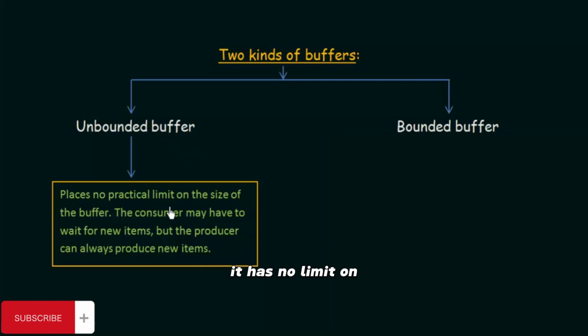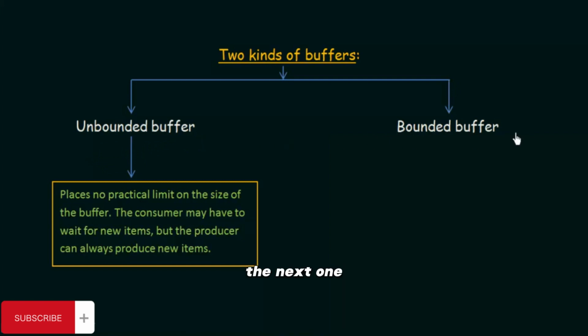Since it has no limit on the size, the consumer may have to wait for new items only when the buffer is completely empty. That is when the producer has not yet produced anything, or the consumer has consumed everything and the producer has not produced any new items. So the consumer will have to wait only when the buffer is empty, but the producer can keep on producing items because there is no limit on the size of the buffer. So that is what we mean by unbounded buffer.